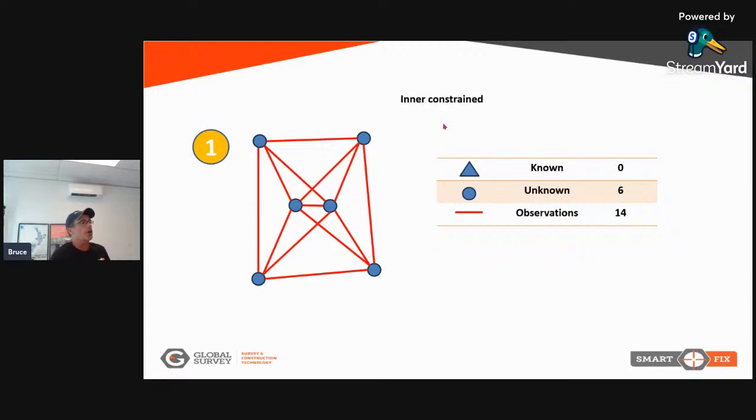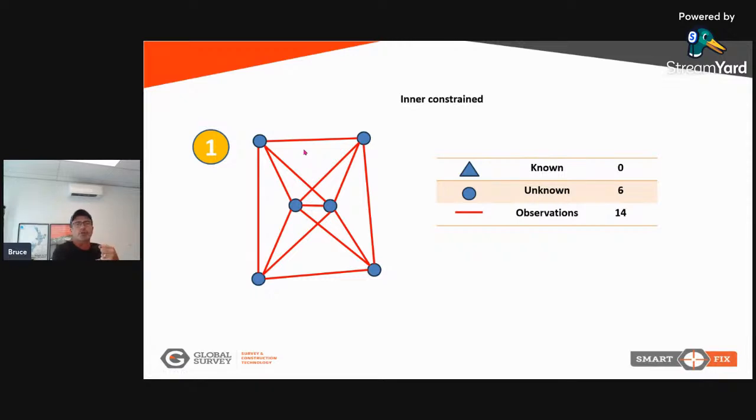And you'll note actually there's only 14 observations inside here. So there's less observations than the last one. And there's 6 unknowns and no knowns. But what we can determine then is how tight our survey is within itself. This is our inner constrained.